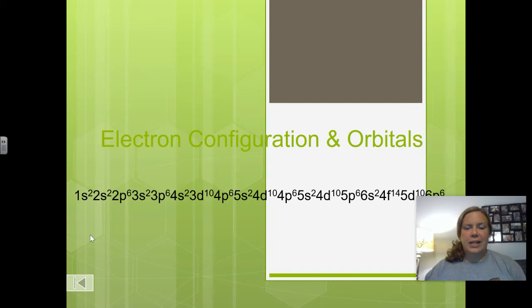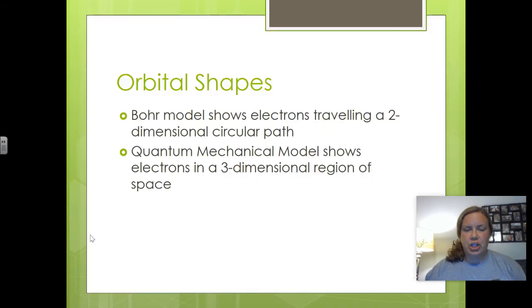All, it's Mrs. D, and I'm going to take you through some electron configuration and orbitals. We're going to start simple. I'm going to break this up into 2 different videos, so hopefully it can help you a lot. First off, we have orbital shapes.